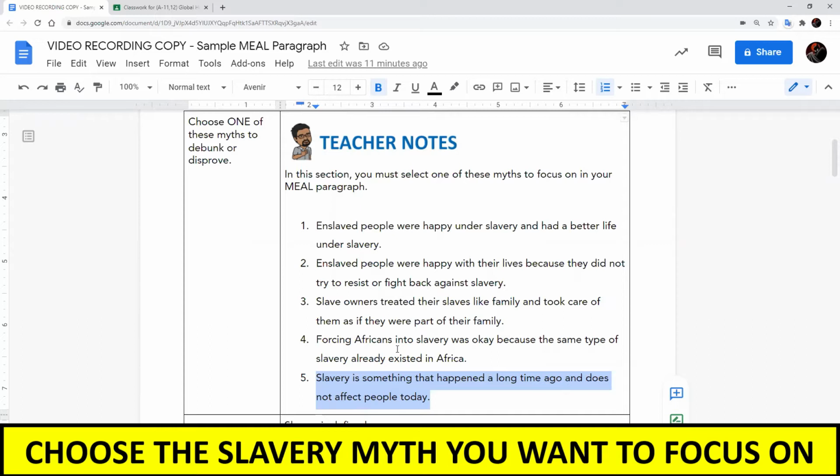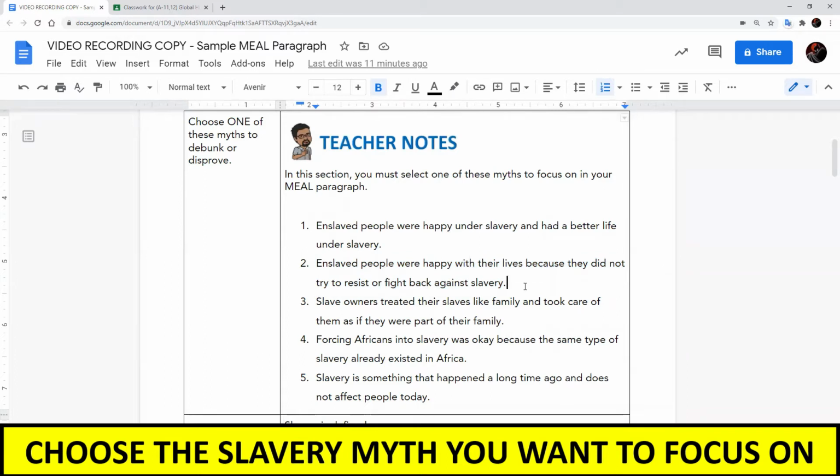The purpose of this paragraph is to choose one of these myths, and you're going to find evidence, details, and examples to demonstrate why this myth is incorrect, why it is not true. All right. So what we're working on, we're going to use myth number 2 as the sample: that enslaved people were happy with their lives because they did not try to resist or fight back against slavery. So that's what we're working with.